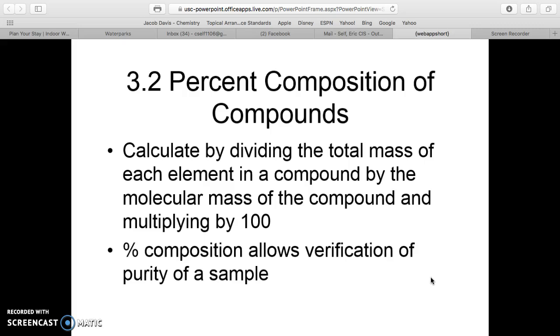It's a little more difficult when you have more than two elements. If you've got something with 3 or 4 or 5, a more complex molecule, then what you'll want to do is go through and set up each one of those to get your percent compositions.